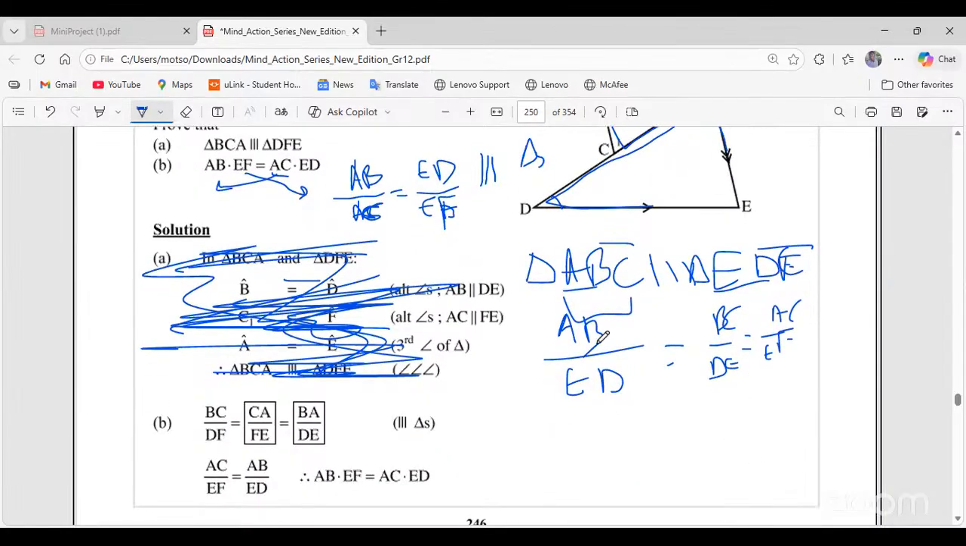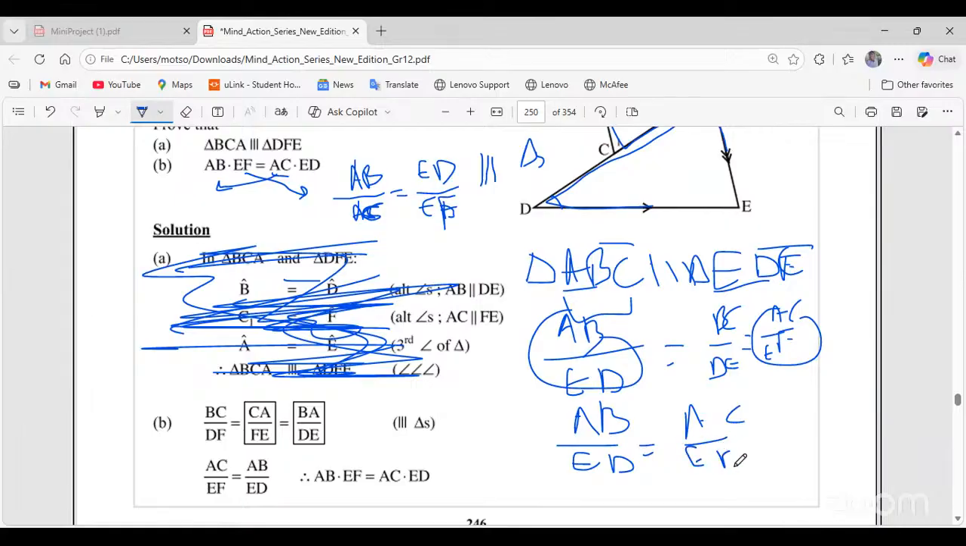And then now you can go for the ratio that will give you this part: AB times EF, AC, and ED. You definitely will go for this ratio and that ratio. AB over ED will be equal to AC over EF. Then now you cross multiply. Why do we say these ratios are equal? Because it comes from those similar triangles.